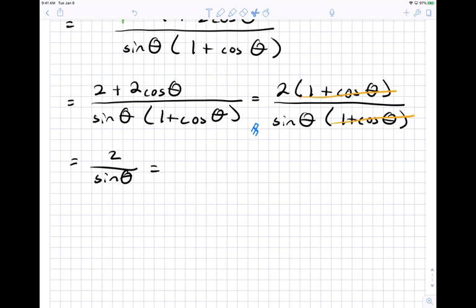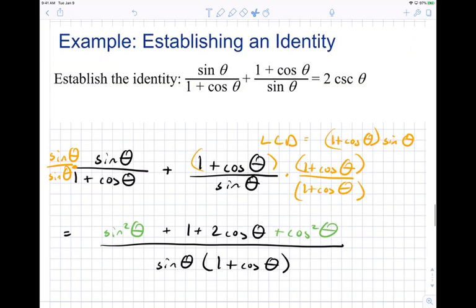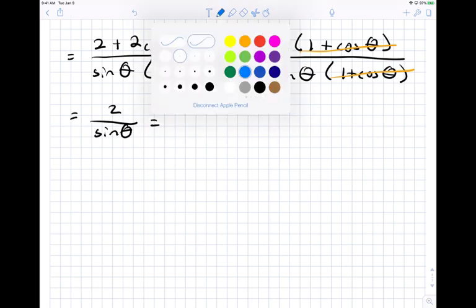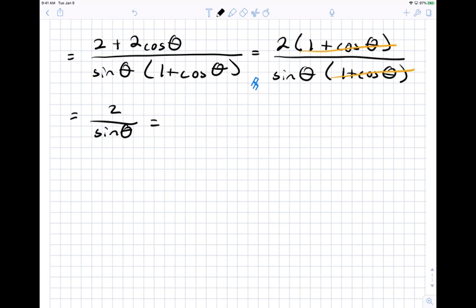So now, if we look at the original, where did we want to finish? Is this 2 cosecant theta? What is cosecant? 1 over sine. Is this 2 cosecant theta? Yeah, right? Because 1 over sine is cosecant, so the 2 just comes down, and the 1 over sine becomes cosecant theta.